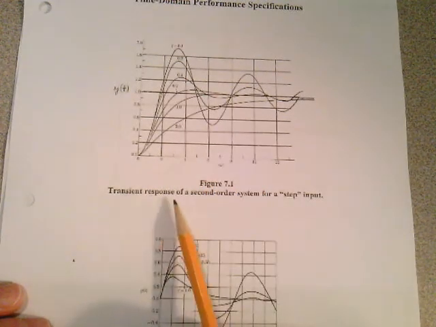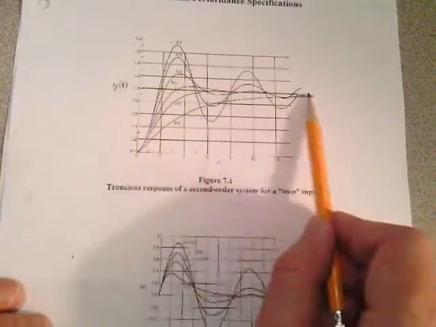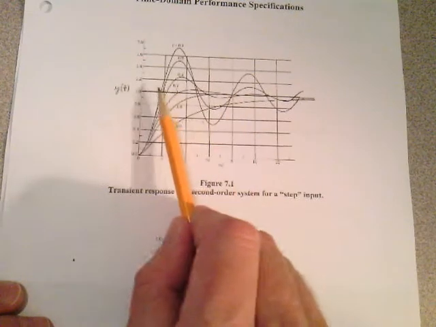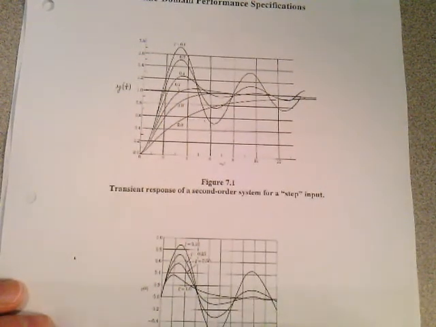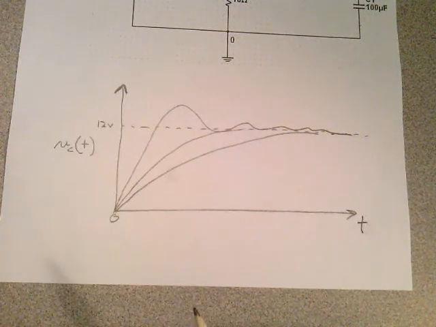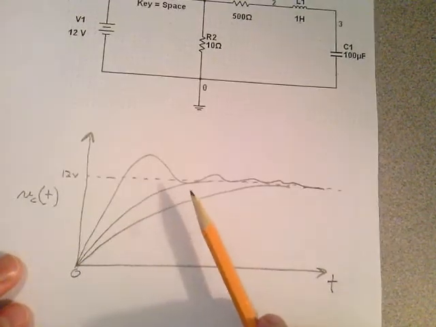This is the transient response of a second order system for a step input. It goes to a steady state value. This is normalized, don't forget, normalized. And here's the response to an impulse function, where you just shoot it with a pulse and it dies out. But you can see the different responses there. So that's what this would look like.